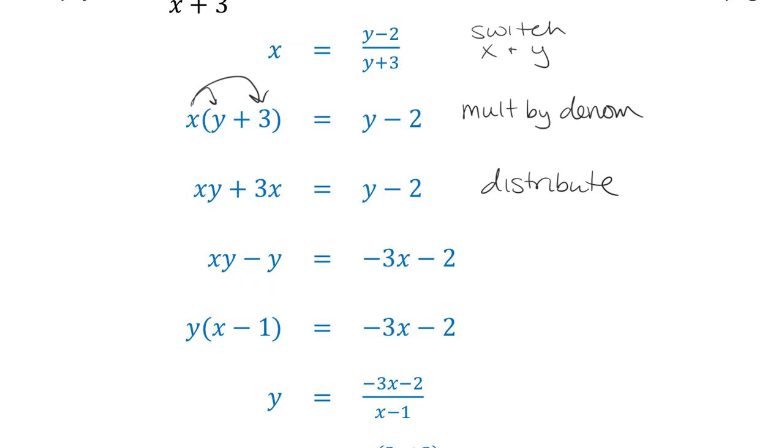So what happened? I moved the 3x to the right side, and I moved the y to the left side. Why do you think I did that? Very nice. I want all of the y's on the left side, and I want everything else on the right side. So I used inverse operations, adding and subtracting, to move all of the y terms to the left side and everything else to the right side.